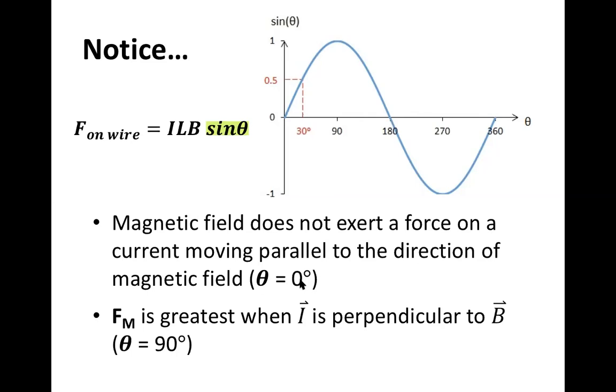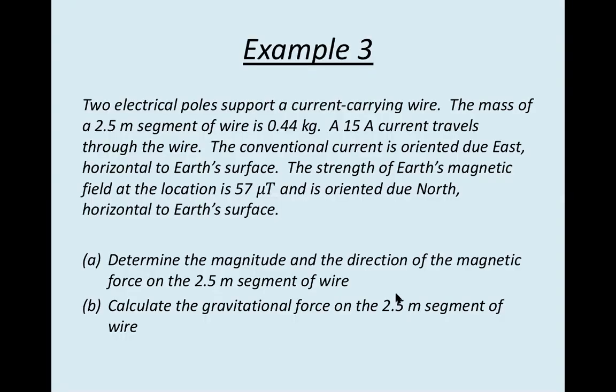If theta is 0, then we don't have a force. And the force is greatest at 90 degrees. So let's try an example. Two electrical poles supporting a current-carrying wire.